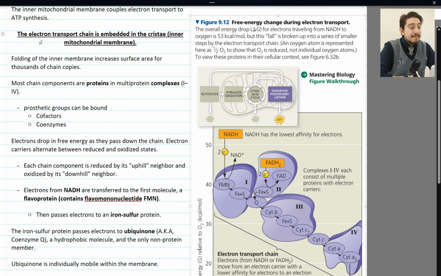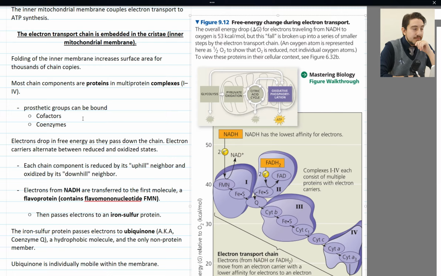By the way, I'm going to be using the abbreviation ETC, electron transport chain. You're going to see that throughout my notes, but just keep in mind that I'm referring to the electron transport chain. And the electron transport chain is embedded within the cristae, which is the inner mitochondrial membrane.